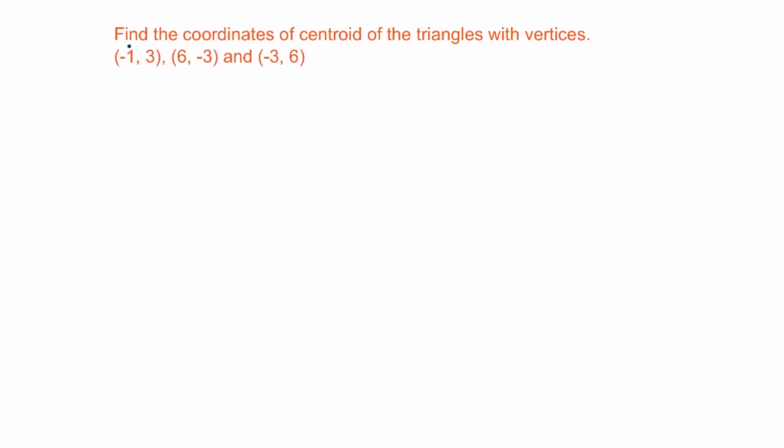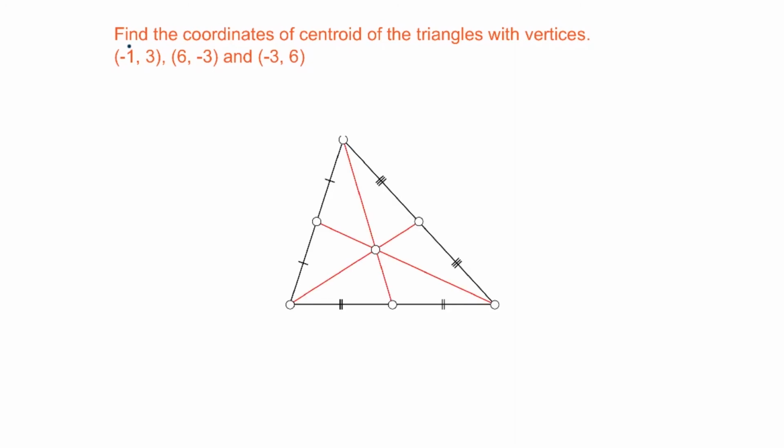Find the coordinates of the centroid of the triangle with vertices (-1, 3), (6, -3), (-3, 6). The centroid of a triangle is the point where the 3 medians of the triangle meet. Suppose this is one median, and this is one median, and this one. The point where all the medians meet is called the centroid of the triangle. The formula for the centroid of the triangle is (x1 plus x2 plus x3) by 3 comma (y1 plus y2 plus y3) by 3. So using that formula we will find the centroid.